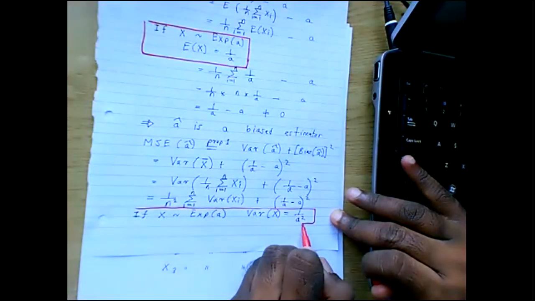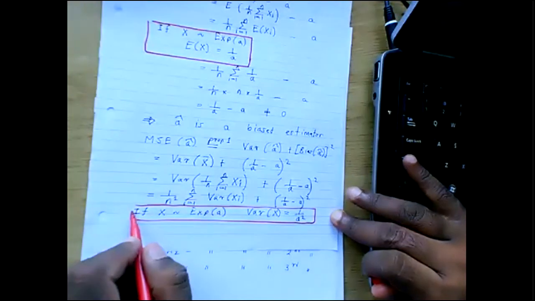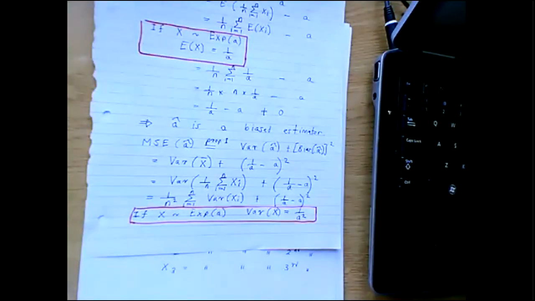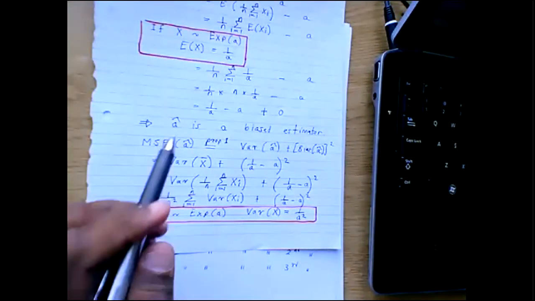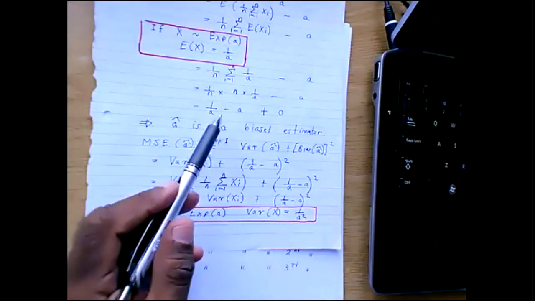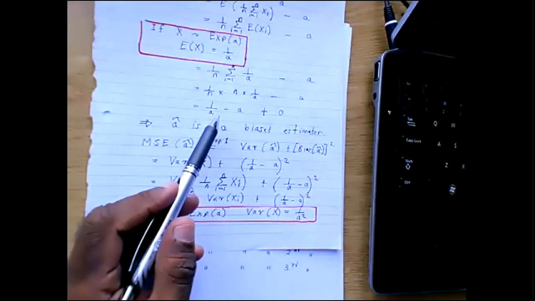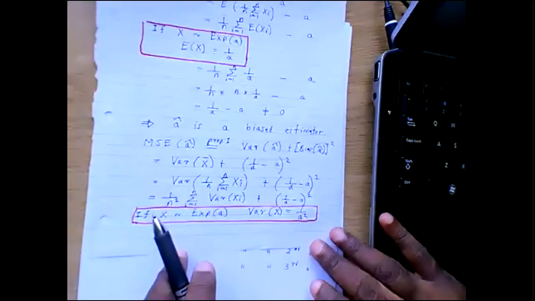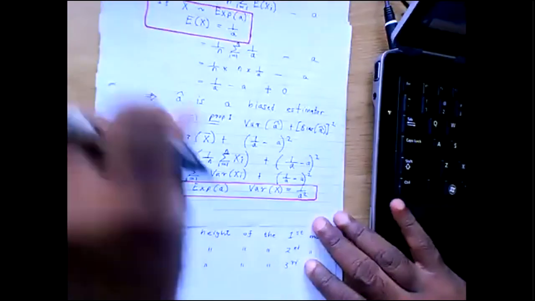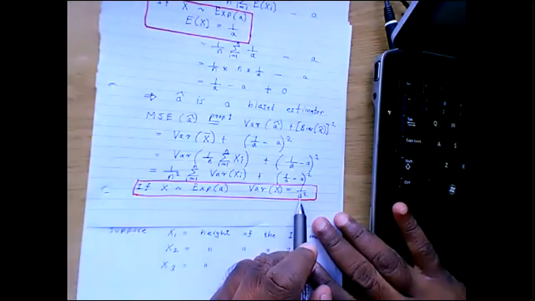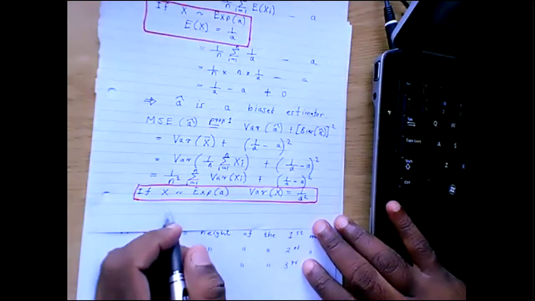Yeah, it depends on what A is, but in general, we don't know the value of A. I mean, in this case, A is unknown. So in general, this is not equal to 0, right? Okay. All right, the variance of an exponential is 1 over A squared, guys, right? So you should put that here.